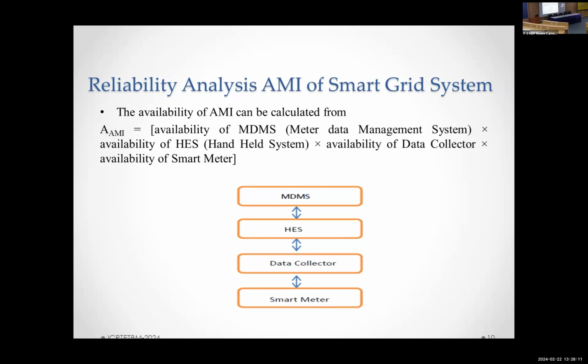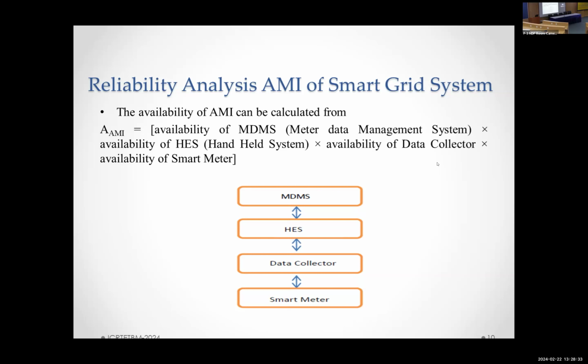Advanced metering infrastructure has management systems, handheld units, data collectors, and smart meters. Reliability can be calculated on the basis of the availability of the system, whether the meter data management system is available, the handheld system is available, or the data collector is available. On the basis of their availability, we calculate the reliability.